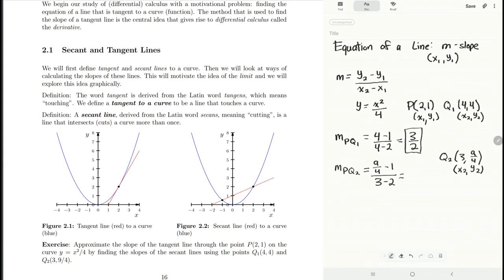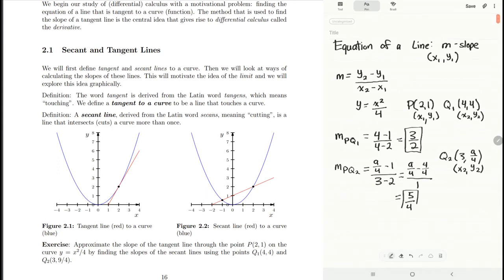So let's make a common denominator in the numerator. We have 9 over 4 minus 4 over 4, and that's all divided by 1. Okay, so 9 over 4 minus 4 over 4 gives us 5 over 4. So the slope of the secant line through P and Q2 is 5 over 4.